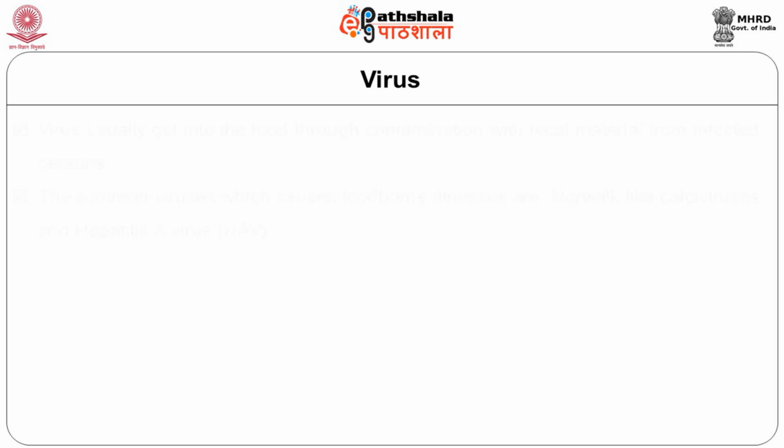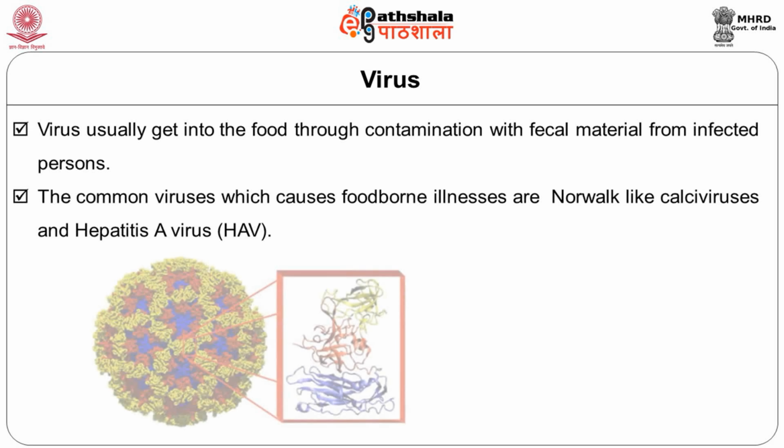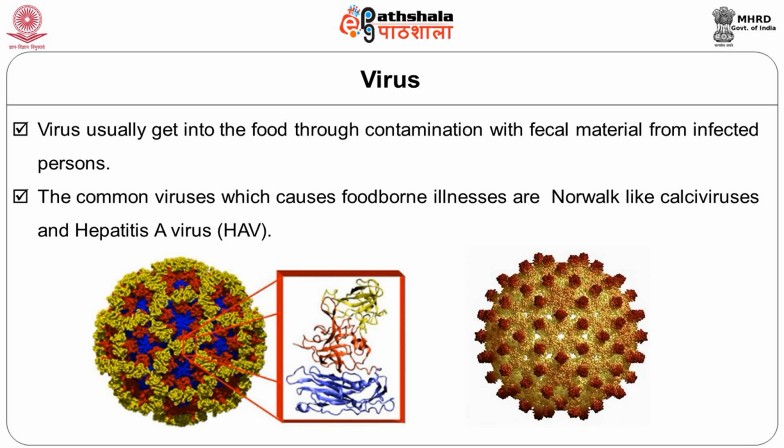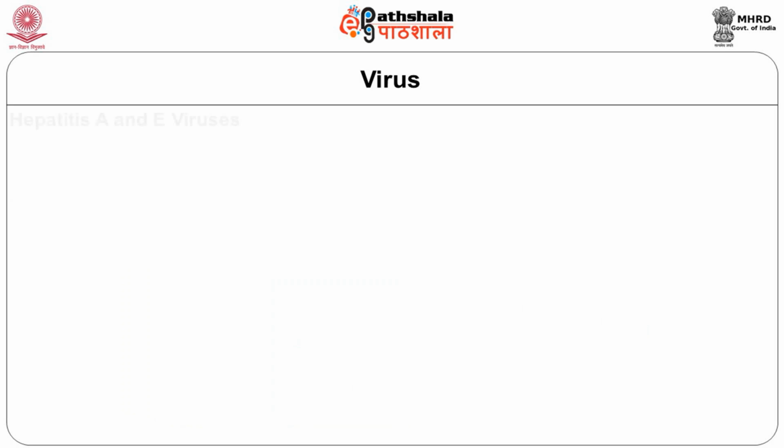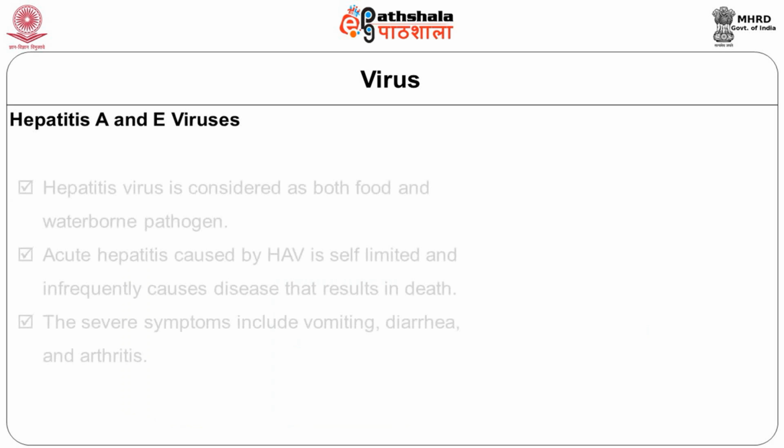Now we come to the other type of biological hazards, that is called virus. There are 3 different types of viruses that we are concerned with in food. The most common one would be Norwalk-like virus, then rotavirus, and hepatitis A and E virus. These are all generally associated with food. Hepatitis A and E viruses are considered to be both food and waterborne pathogens.